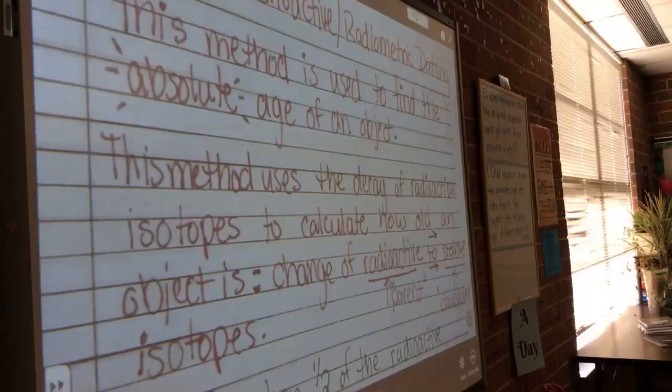So the parent isotope is the radioactive one. The stable daughter isotope is not radioactive. So scientists, when they measure fossils and rocks, and they measure the amount of radioactive material, if the rock or fossil has a lot of parent isotopes, it's not very old. But after a rock or fossil's been sitting around for a while, and it loses those parent isotopes and they become daughter isotopes, then scientists like, yo, that rock's old. It doesn't have hardly any radioactivity left in it.